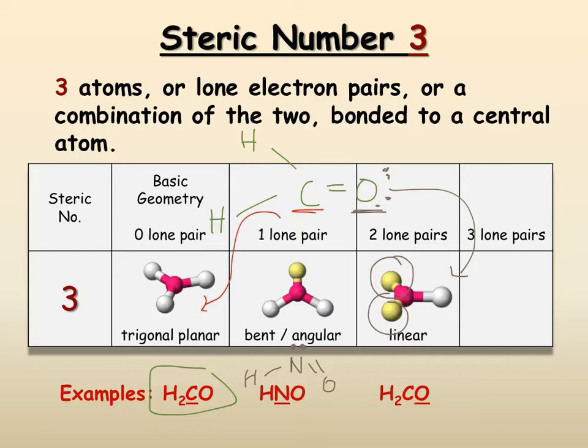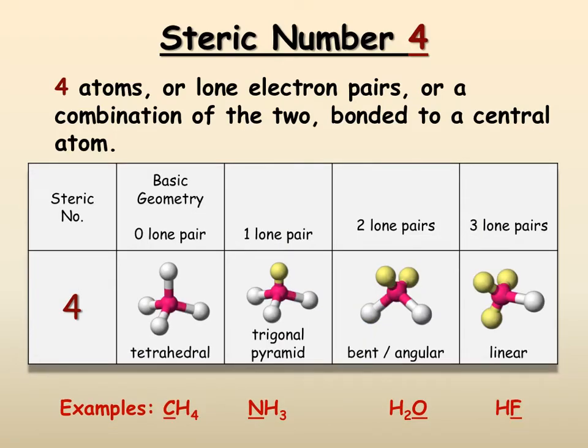Okay, so if you, with the model kits, took one of the black carbons and used it as a nitrogen instead, double bonded it to an oxygen and put on a single hydrogen, it would form a kind of V or bent shape.